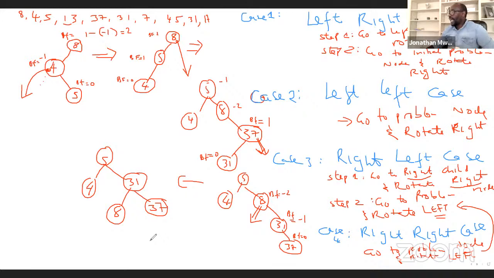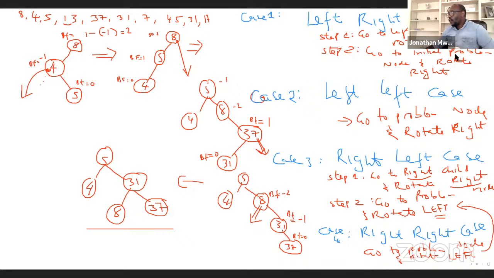Yes, always the most negative or the most positive. You remember here, it was the most positive, I think it was 2. So when it's a left-right case or left-left case, the problem node is the one most positive. If we have a right-left case or right-right case, the problem node is the one which is most negative. Make sense? So for example, here it's -2, and the other one was left case 2. So if you look at this tree now, the tree is balanced again. Is it making sense now?